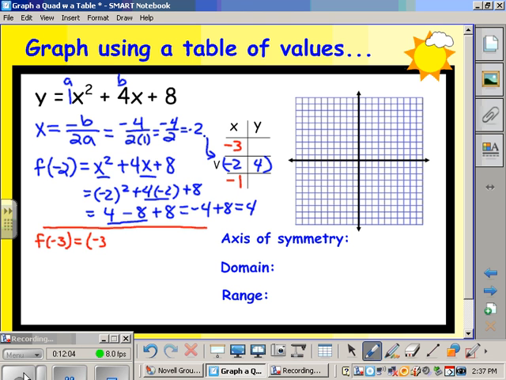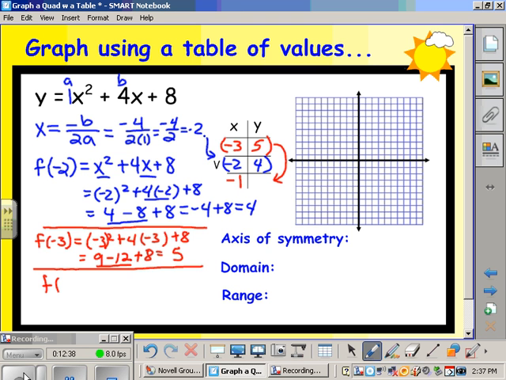So we're going to have negative 3 squared plus 4 times negative 3 plus 8, which is 9 minus 12 plus 8. And then 9 minus 12 is negative 3, and negative 3 plus 8 is 5. So that would be the y value of our first point. Now remember, this 5 should end up being the same as the one below, but we're going to go ahead and figure it out to make sure in case we made a math error in the first point.